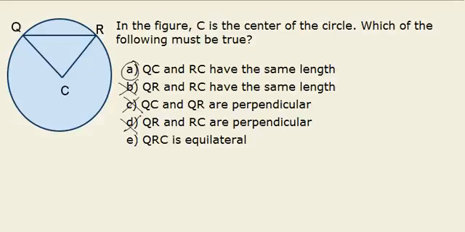And lastly, QRC is equilateral. To be equilateral, a triangle needs to have the sides all the same length. However, we know that the two radii are the same length, but QR is the chord and is not the same length, and therefore it cannot be equilateral. So we are left with our solution. QC and RC have the same length. That is our answer.